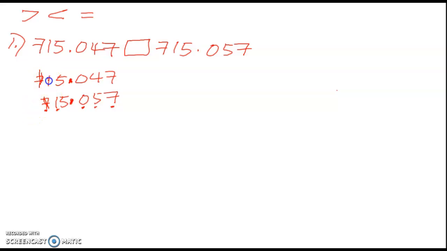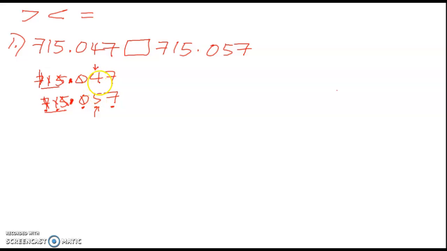The next digit is 1. They are also the same. The next digit is 5. They are also the same. Let's proceed to the decimal now, because these are whole numbers, right? And the whole numbers are the same. So 0 here and 0 are also the same. But the next digit is 4 and 5. They are not the same. So because they are not the same, we will stop here and we can already compare.